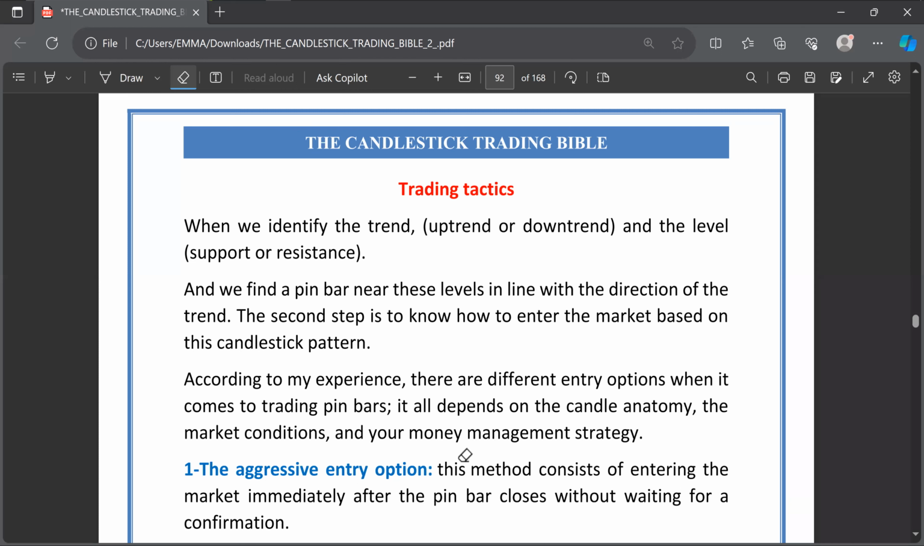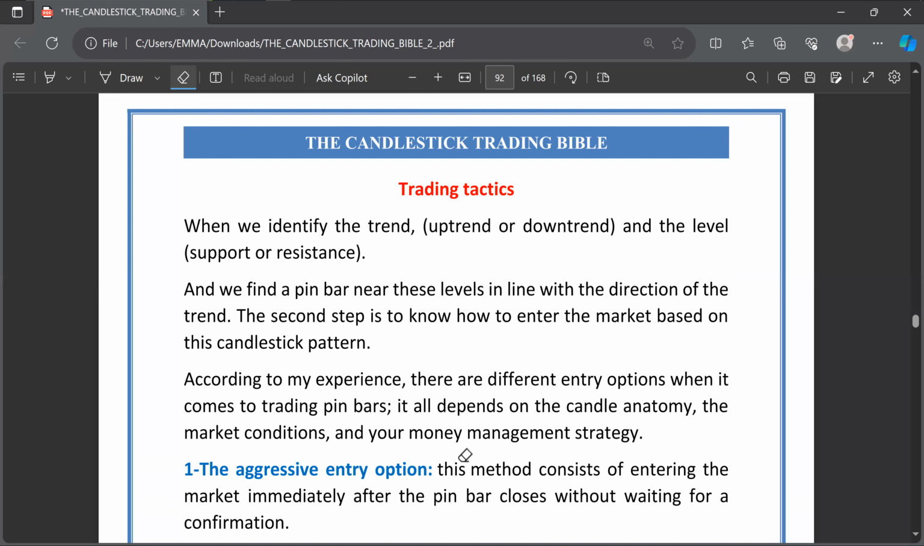When we identify the trend, whether upward or downward, and the level, which is the support or resistance, and we find, in fact, it's a continuous thing, a pin bar near these levels in line with the direction of the trend. The second step is what? Know how to enter the market based on this candlestick pattern. So after identifying all this, you have to know how to enter.